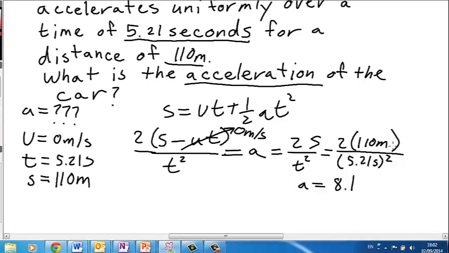And then my units, I can look to check to make sure that I did the right thing in my problem. So because this is an acceleration problem, I would expect my answer to be in meters per second squared. And we see from our units in the problem, I have meters over seconds squared. So by doing a little unit analysis like that, I can check my work, and I know that my acceleration is 8.1 meters per second squared.